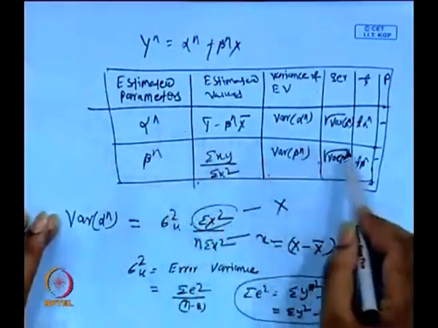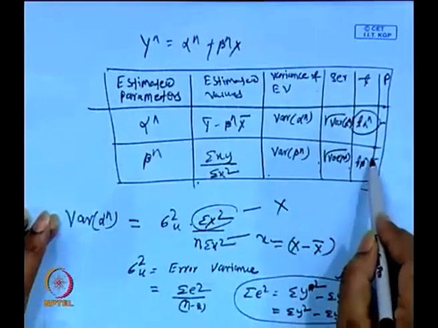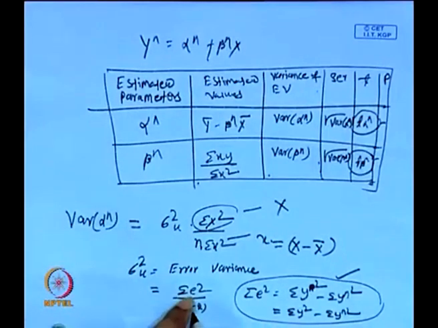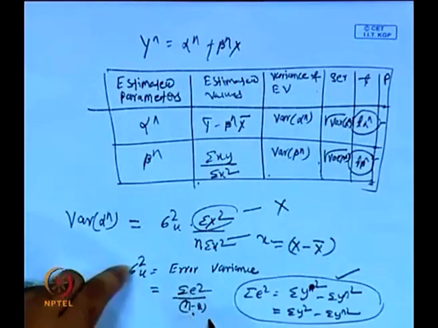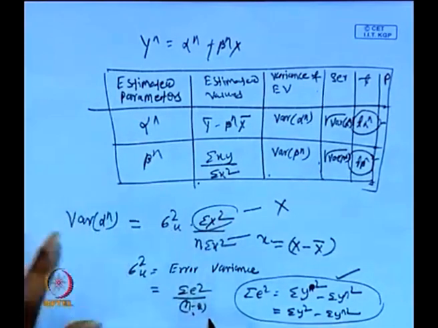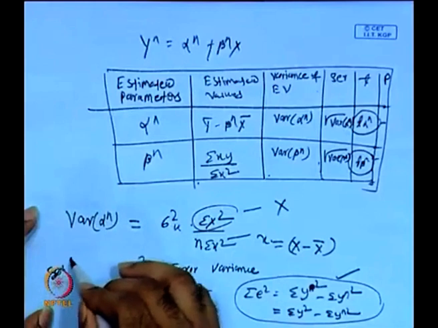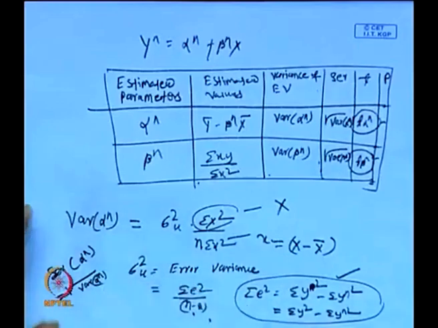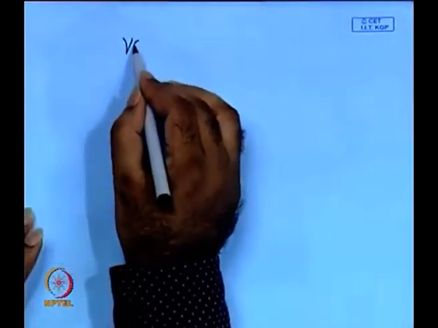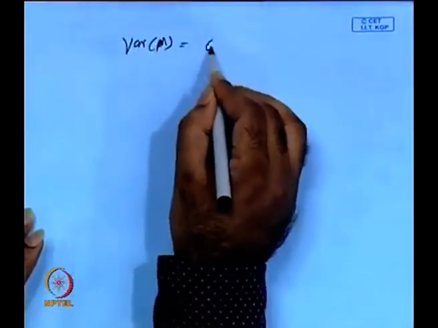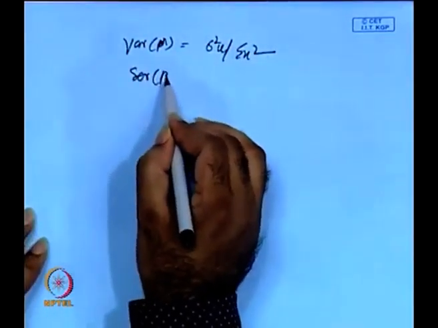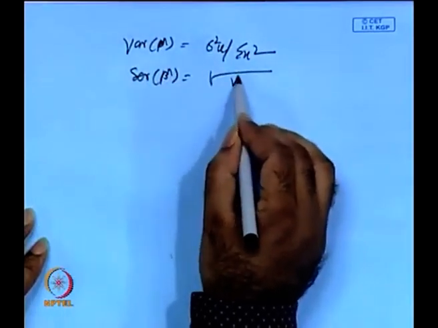We would like to know the target component is t alpha hat and the target component is t beta hat. Now we have received here summation e square by n minus 2. That is sigma square u. So, now you have the variance of alpha hat. Similarly, you have to go for the standard error of alpha hat, which is nothing but the square root of the variance of alpha hat. Similarly, we have to get the variance of beta hat here. Variance of beta hat is nothing but sigma square u by summation x square. Similarly, standard error of beta hat is nothing but the square root of the variance of beta hat.